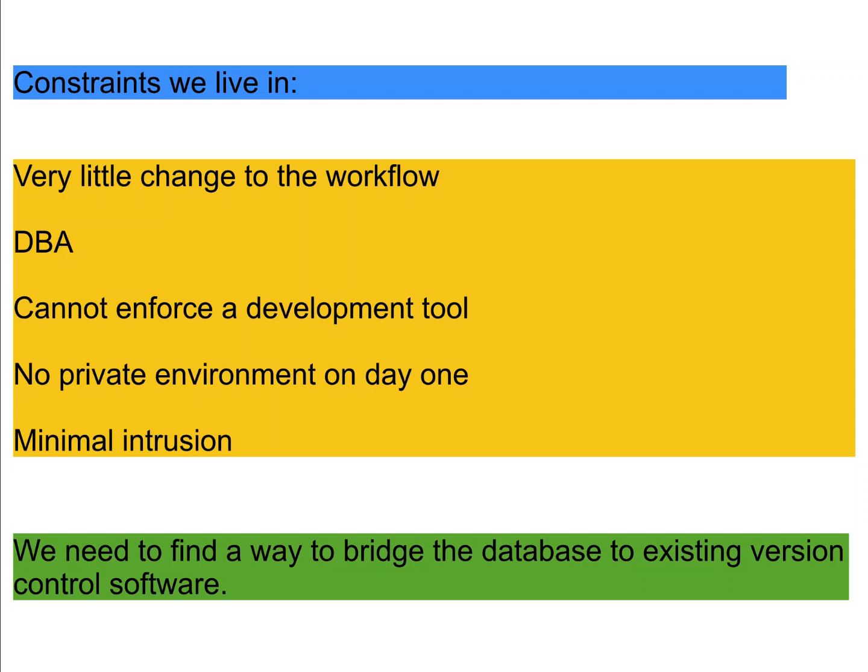So probably we won't be able to have a private database for everyone, and we have to accept that we're going to have one dev database or at most hope for 2 or 3. We cannot enforce a development tool probably, so whatever solution we come up with has to work with all development tools. So it has to be a generic one, and we have to cause minimal intrusion to the current development lifecycle. So we cannot stop people from working. It should be a smooth transition. So when we architected our solution, these were the constraints we had in mind.